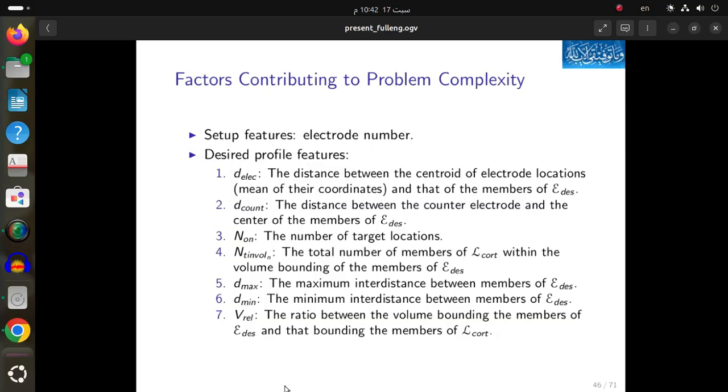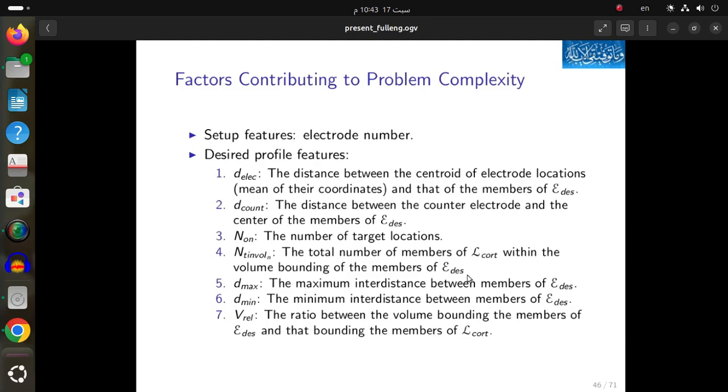We studied different factors, like the effect of the number of electrodes on the problem complexity, the effect of the distance between the electrode centroid and the target location centroid, the distance between the counter electrode and the target location centroid, the number of targets that need to be excited, and the total number of cortex locations within the volume bounding the target locations. How many of the cortex locations that we are studying are within this volume? This is a measure that conveys whether the volume our example is concerned with is crowded or not. Of course, the more crowded it is, the more complex the problem is.